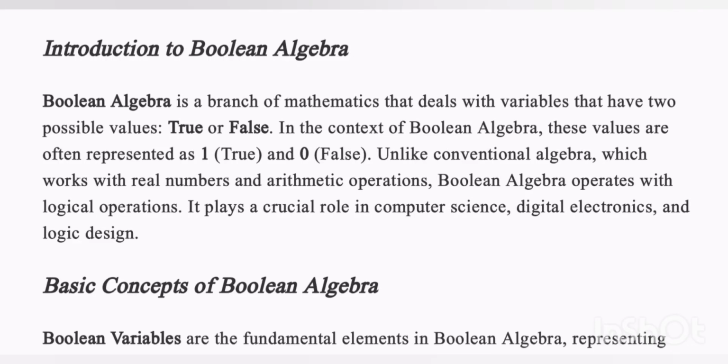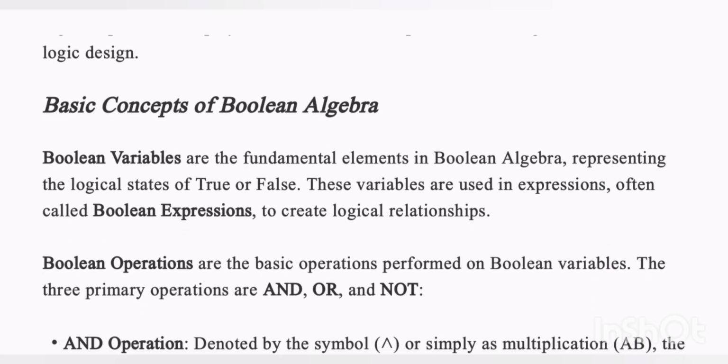Introduction to Boolean Algebra. Boolean algebra is a branch of mathematics that deals with variables that have two possible values, true or false. In the context of Boolean algebra, these values are often represented as 1, true, and 0, false. Unlike conventional algebra, which works with real numbers and arithmetic operations, Boolean algebra operates with logical operations. It plays a crucial role in computer science, digital electronics, and logic design.